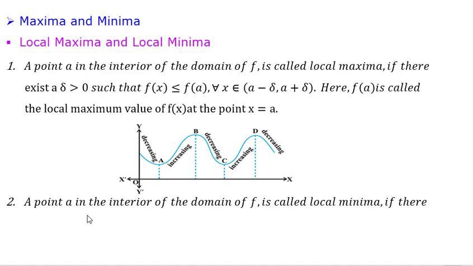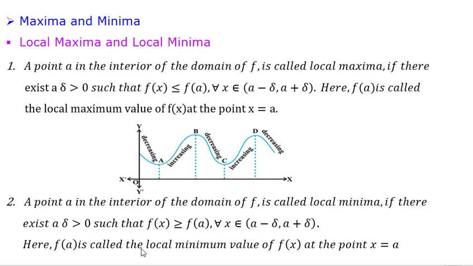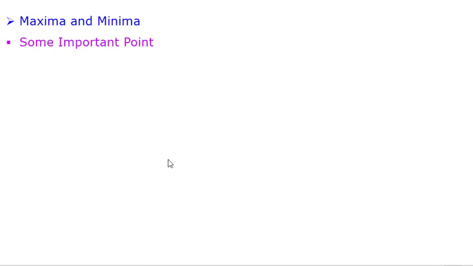A point A in the interior of the domain of f is called a local minima if there exists a delta greater than 0 such that f of x is greater than or equal to f of a for all x belonging to a minus delta comma a plus delta. Here f of a is called the local minimum value of the function at the point x equals a.